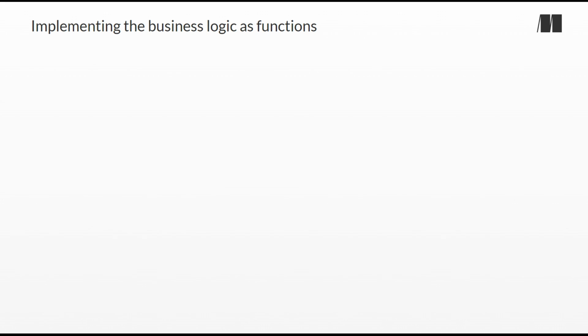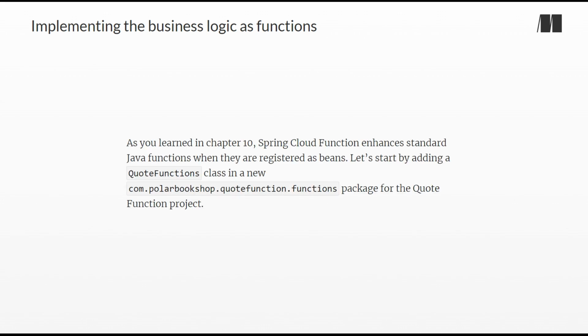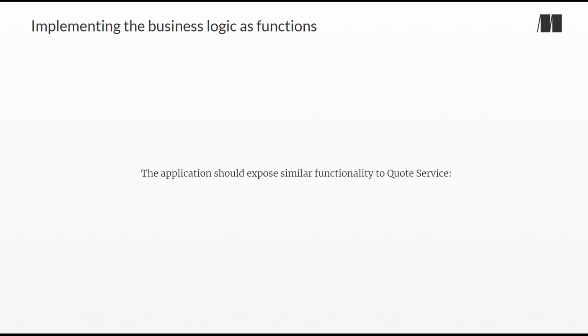Implementing the business logic as functions. As you learned in Chapter 10, Spring Cloud Function enhances standard Java functions when they are registered as beans. Let's start by adding a QuoteFunctions class and a new com.polarbookshop.quotefunction.functions package for the Quote Function project. The application should expose similar functionality to Quote Service.